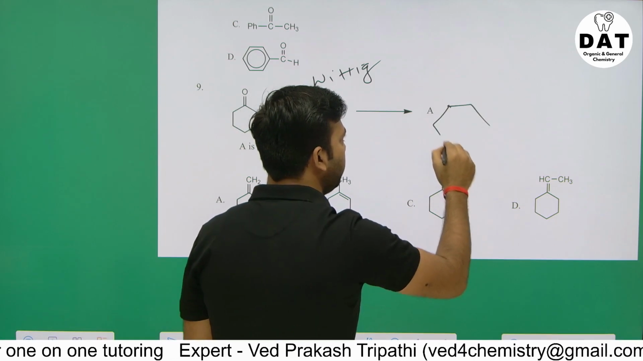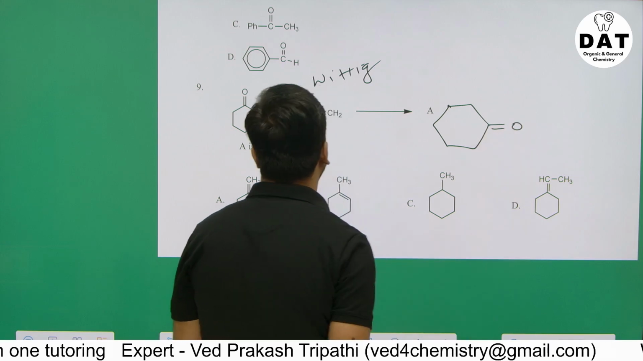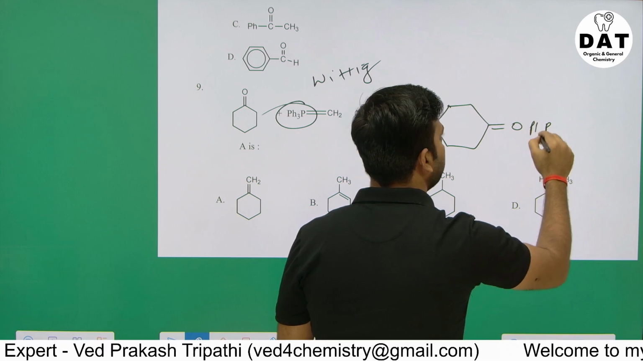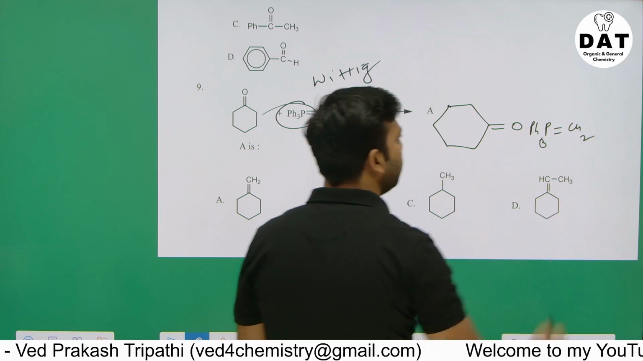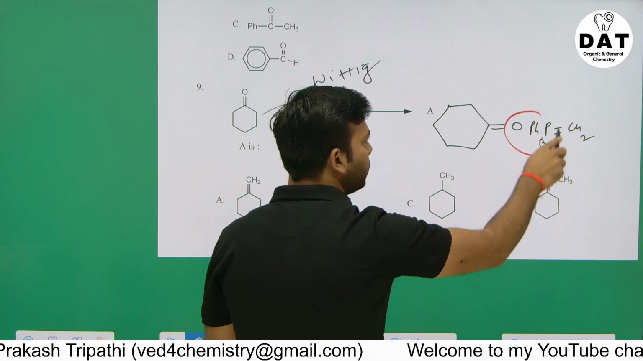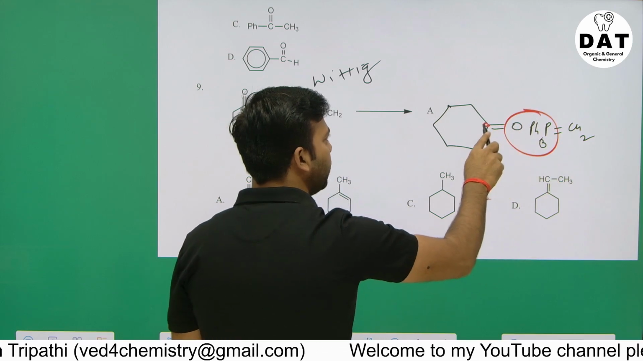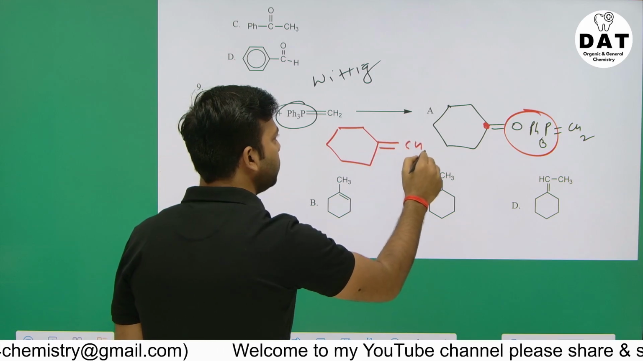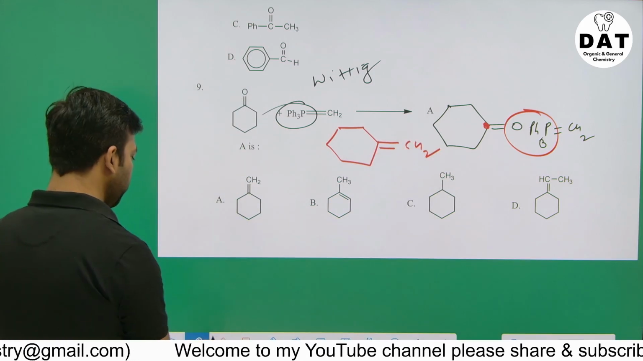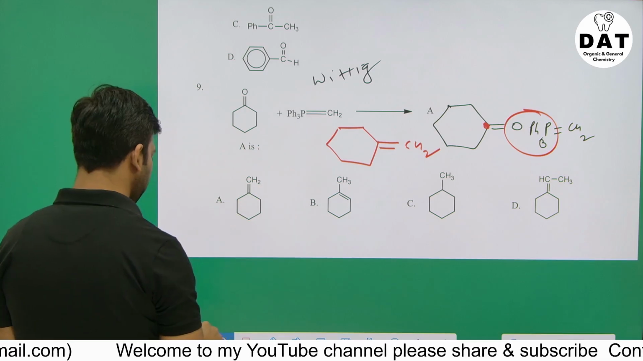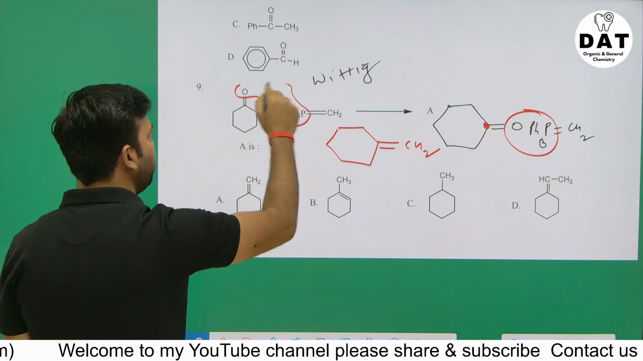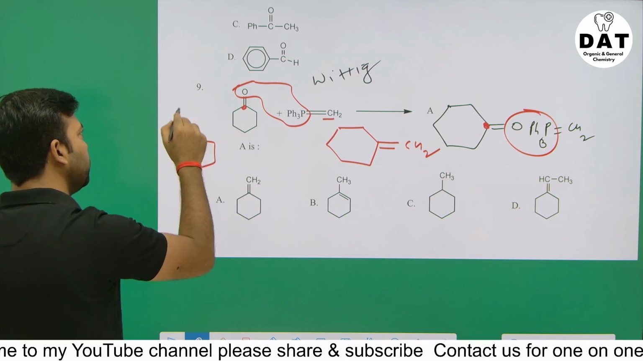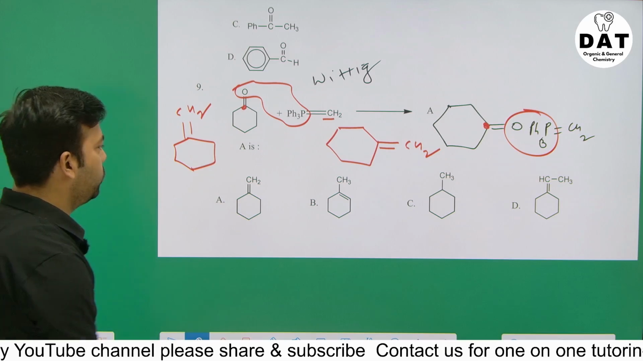Suppose this is my carbonyl bond and here we have PPh3 double bond CH2. You have to remove this oxygen with PPh3 and attach double bond CH2 with this ring. So your product will be like this, double bond CH2. So here you have to do the same thing. You have to remove this oxygen with PPh3 and connect this CH2 with this ring. So it should be like this, double bond CH2. And I think it should be the right choice.